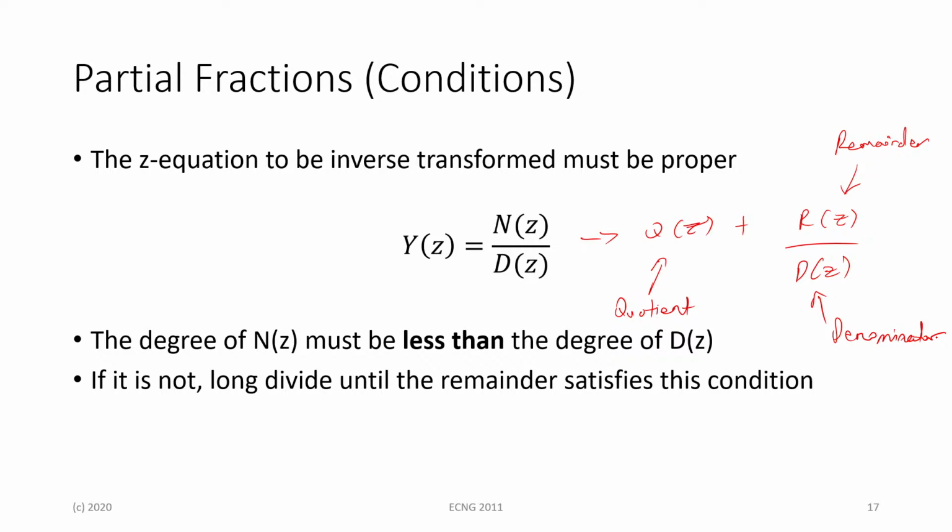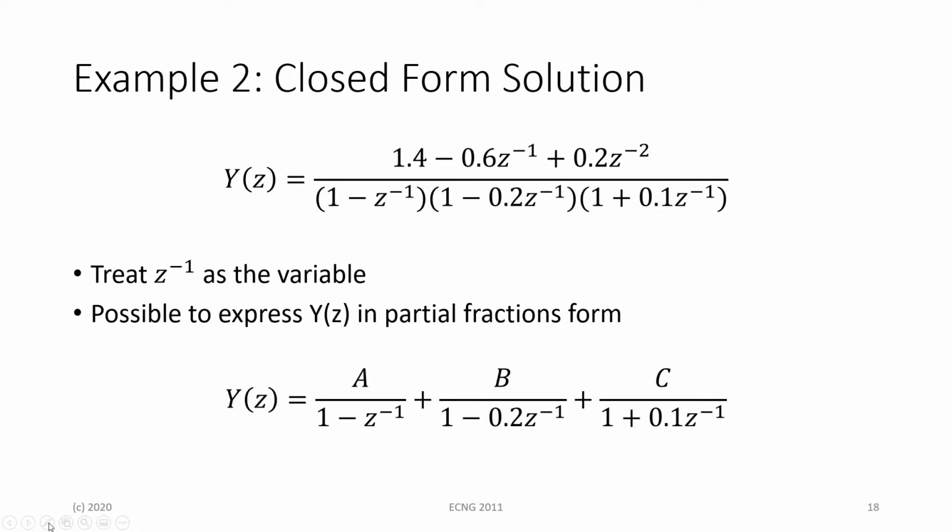And then you can do partial fractions on this part here to proceed, once you satisfy the condition that the degree of the remainder is less than the degree of the denominator that you started with. So let's go back to our original equation that we just now had, where we had the factorized form of it.